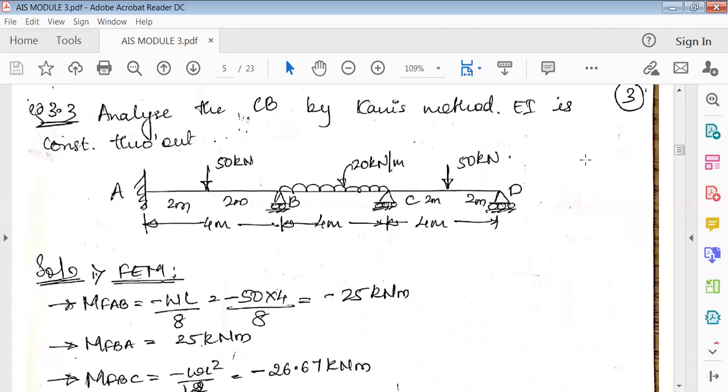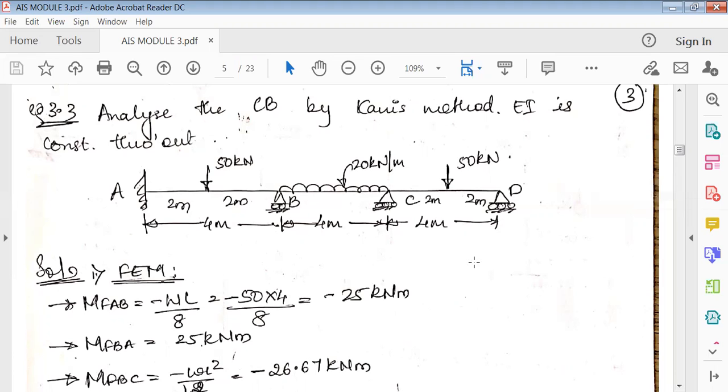Hello everyone. So let us start the next type of problem. That is again the same, by Kani's method. Analyze the continuous beam by Kani's method, and EI is constant throughout. In case this sentence is not given that EI is constant throughout, or in case they have not mentioned anything in this figure, then it is understood that this EI is constant throughout.